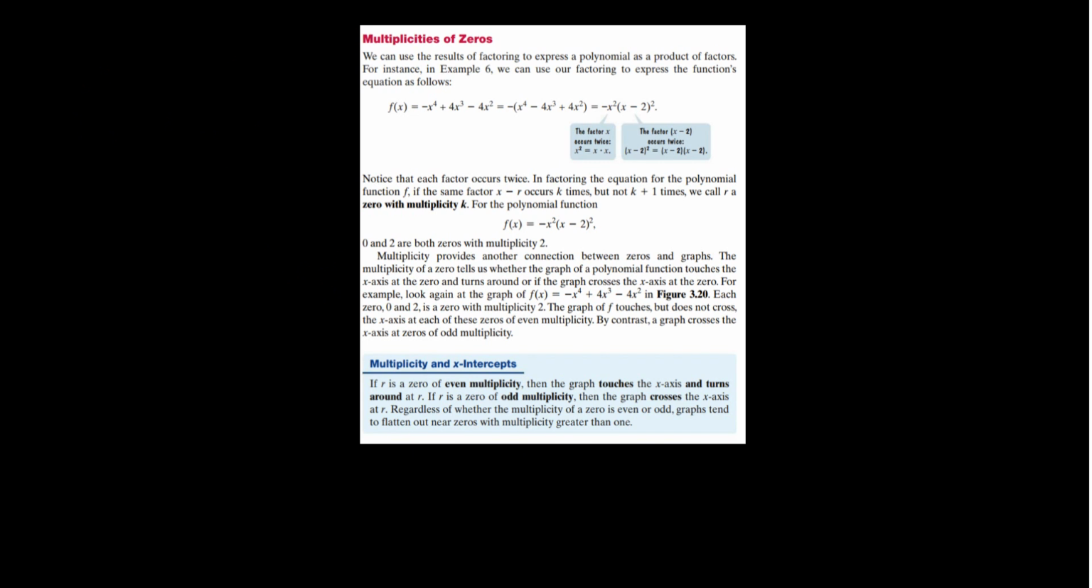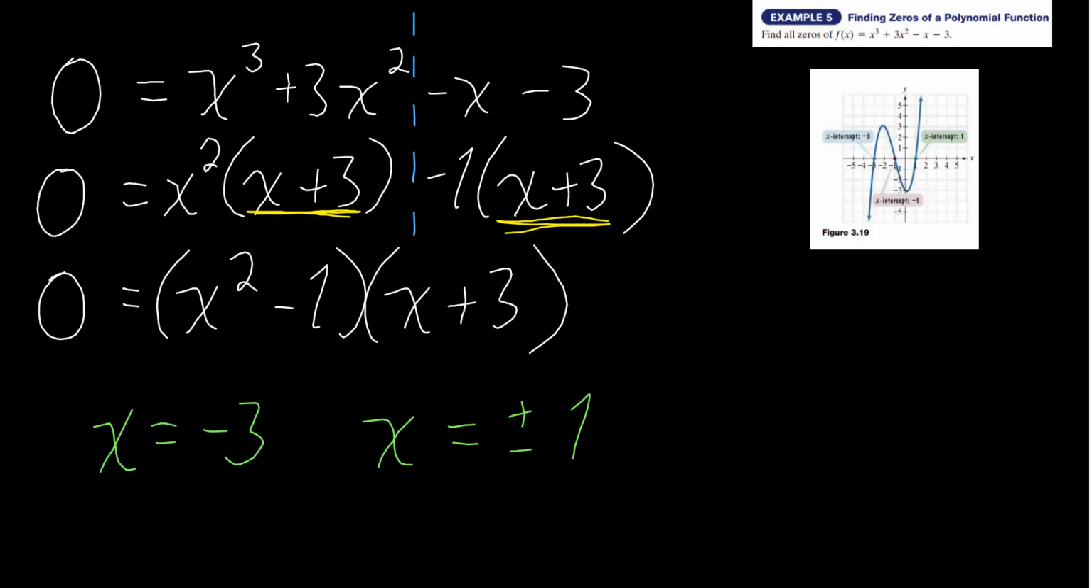Alrighty. So if r is a zero of even multiplicity, then the graph touches the x-axis and turns around. If r is a zero of odd multiplicity, then the graph crosses the x-axis at r. Okay, so what exactly is multiplicity? Well, even touches the x-axis and turns around. Odd shoots right through it. It crosses the x-axis at r, or my root. Okay, so let's go back and look.